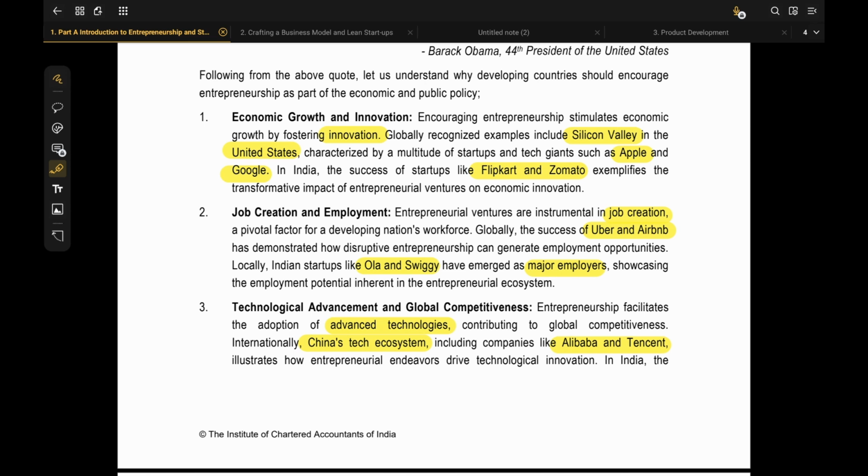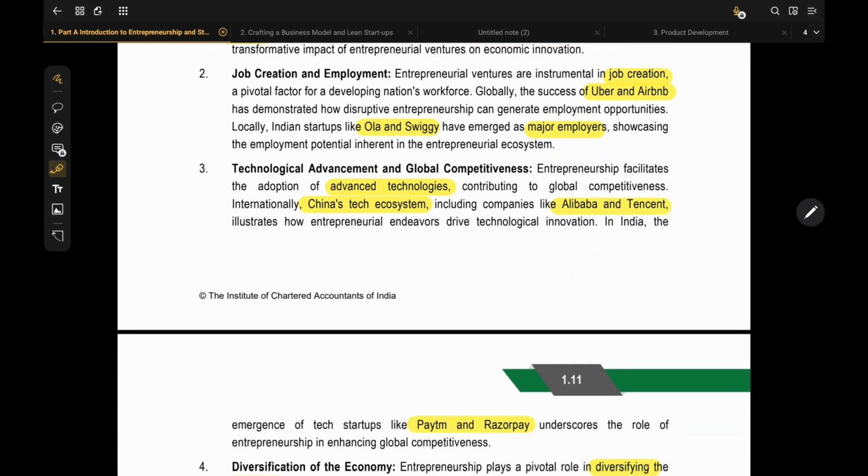These are all the classic examples of economic innovation in every country. Job creation and employment: they will create jobs, like Uber and Airbnb, Ola and Swiggy. These are the major employers. And then technological advancement and global competitiveness. When there are more startups, they will be creating new innovations.